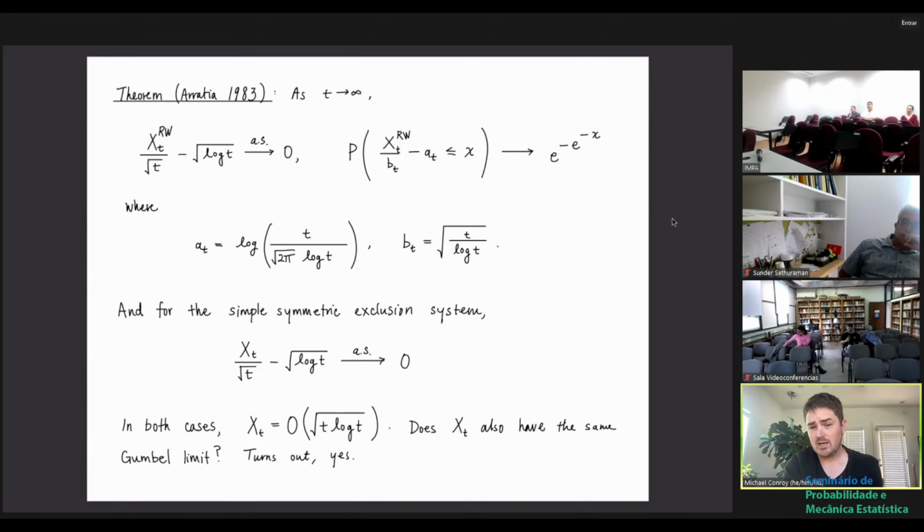Okay, so the law of large numbers results say that this particle position is on the order of square root of t log t. And a natural question is, well, does this Gumbel result hold as well? And it turns out it does.